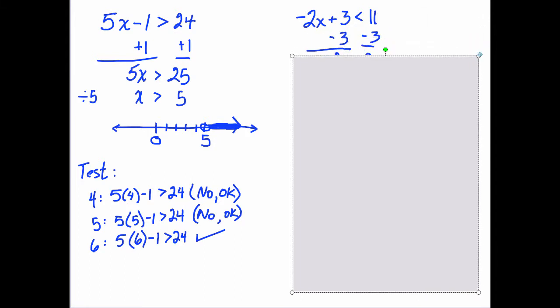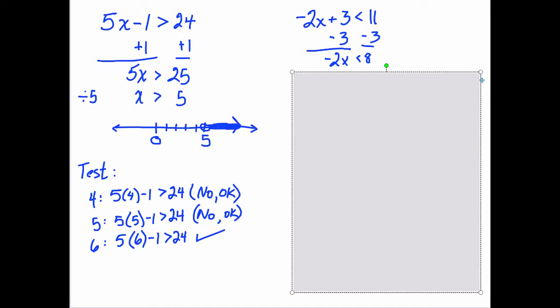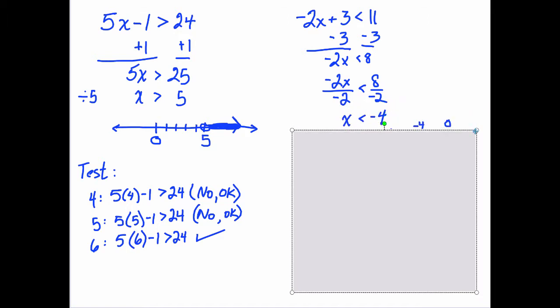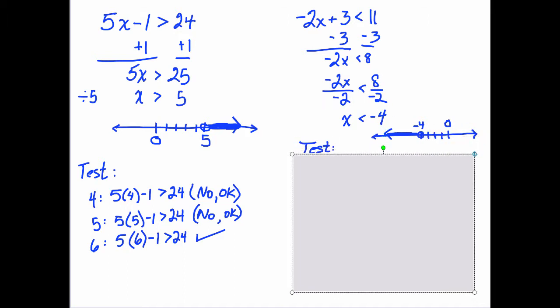So we'll subtract 3 from each side, and we'll get negative 2x is less than 8. Then we will divide each side by negative 2. And if we do that, the left side just becomes x. The right side becomes negative 4. So the solution that we have is x is less than negative 4. That's what the graph looks like. And we're going to test numbers that should work and shouldn't work.